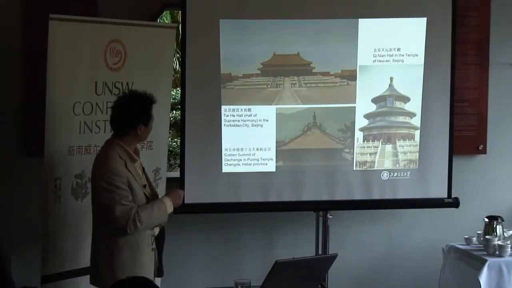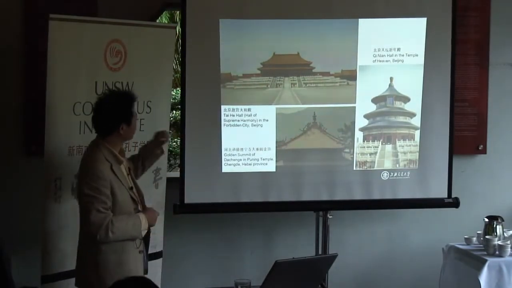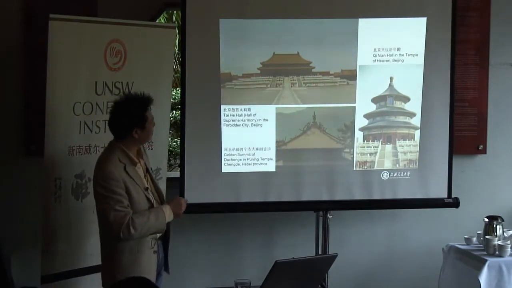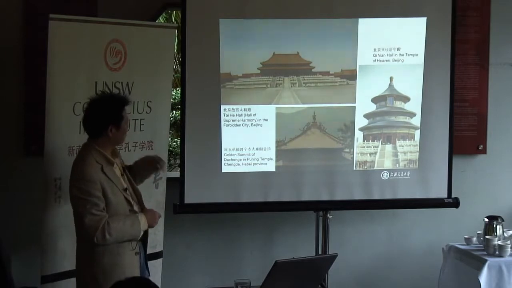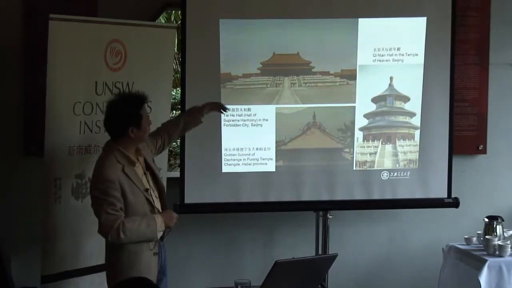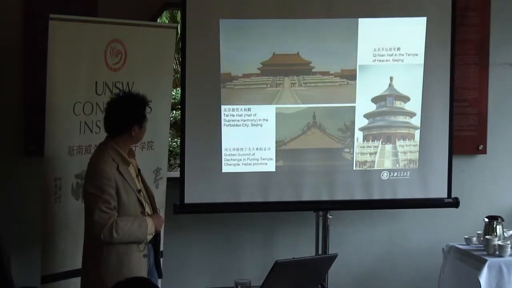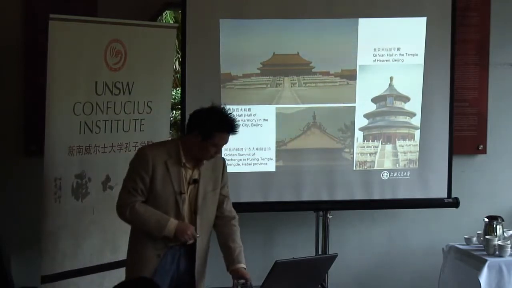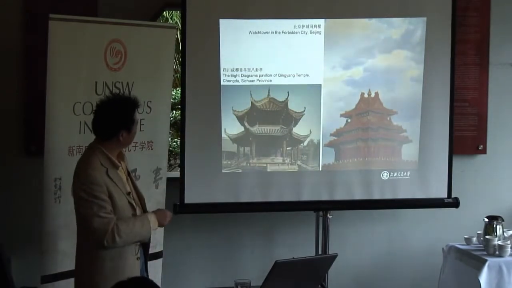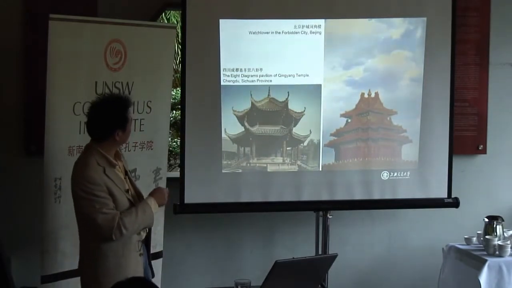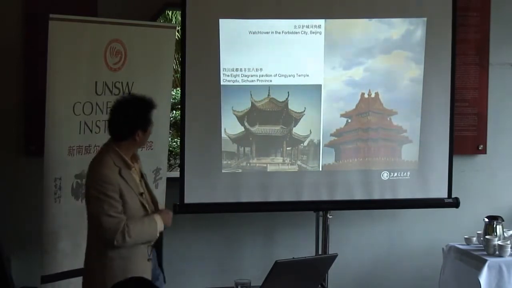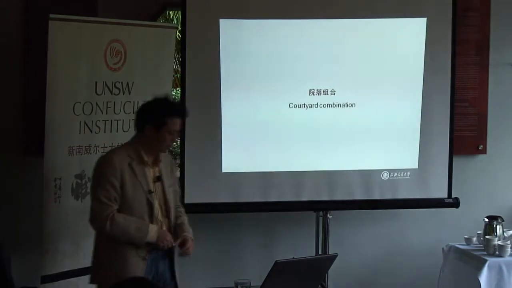This is the Gugong Taihe Dian in the Forbidden City in Beijing. And this is the Tian Tan Qi Nian Dian. It's a round roof with three eaves. Different roof styles. This is a watchtower in the Forbidden City. This is a pavilion in Chengdu, Qingyang Gong.